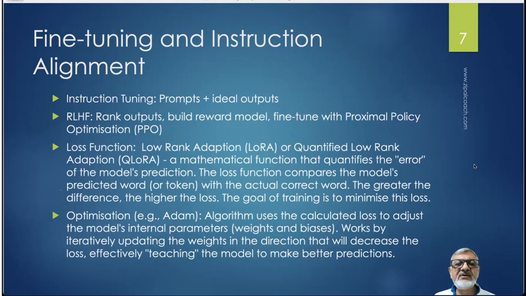There is another technique which is called optimization. There is an algorithm called ADAM, which uses the calculated loss to adjust the model's internal parameters like weights and biases. It works by iteratively updating the weights in the direction that will decrease the loss. So effectively it teaches the model to make better predictions. Basically, using these optimization techniques, reinforcement learning, human in the loop and human feedback, we are able to fine-tune these models.